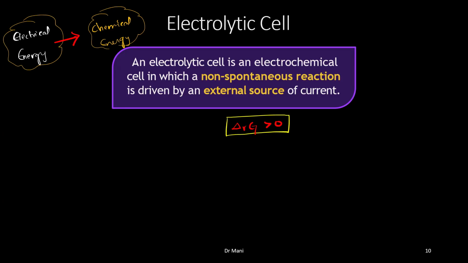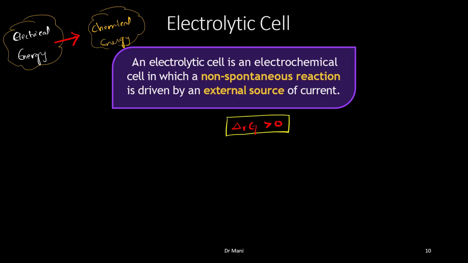How do you define the electrolytic cell? What is the defining feature of the electrolytic cell? The ability to convert the electrical energy to chemical energy. That is the electrolytic cell. How do you define the galvanic cell? The ability to convert the chemical energy to electrical energy without any external source of energy, which is a completely spontaneous reaction, where the Gibbs energy should be negative or less than 0. Here, the Gibbs energy should be greater than 0.